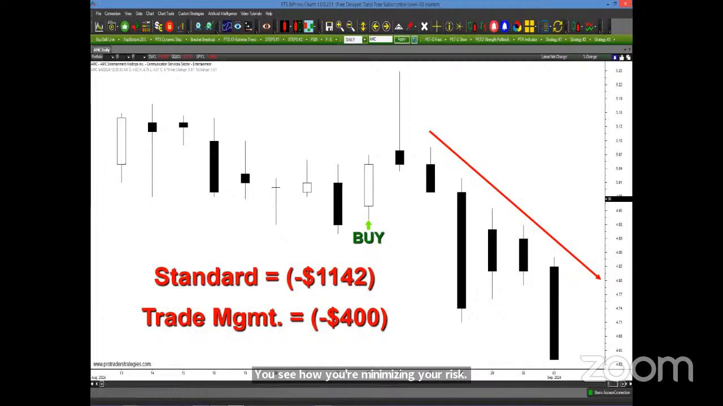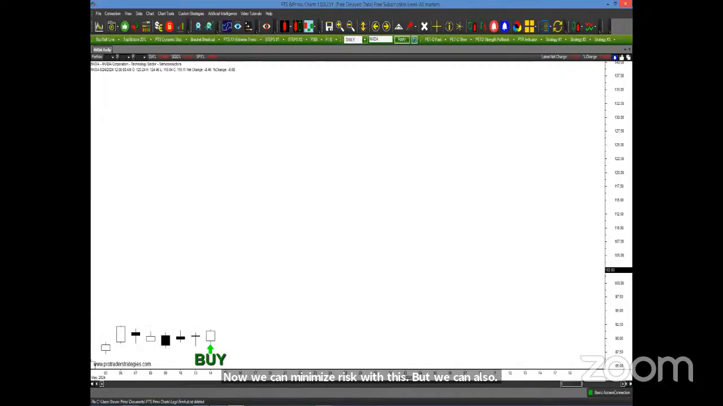Now, we're not focusing on the strategy. We're not focusing on any of the rules of where to place your stop. None of that. We're just focusing on trade management once you're in the trade. Now, we can minimize risk with this, but we can also have a chance to increase profits. Here's an example of a buy signal that was generated in May in NVIDIA. Okay, let's say you have a larger size account because this is a more expensive stock. Let's say you have a $50,000 account.